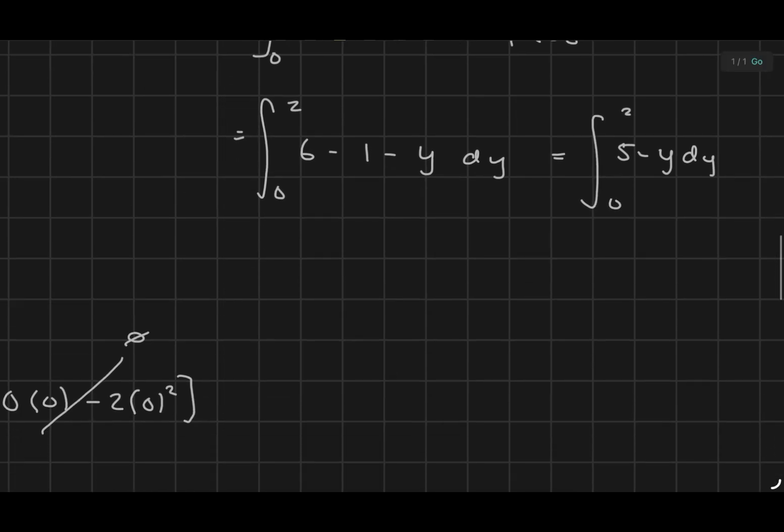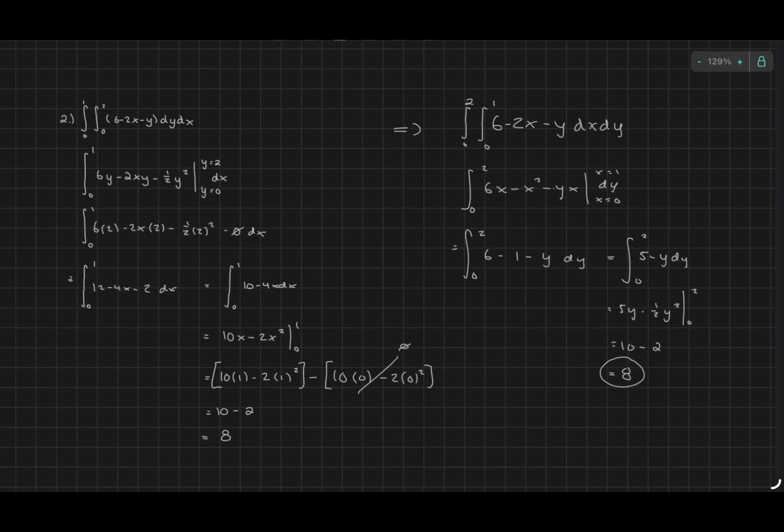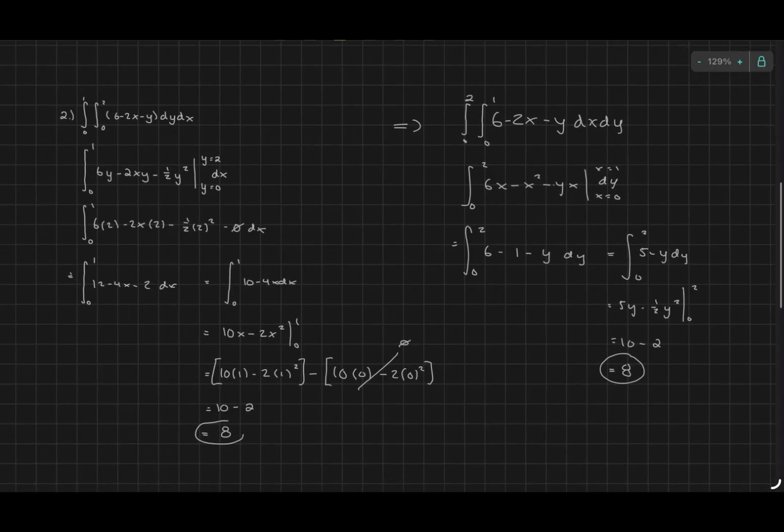Pretty simple integral here as well. We have 5y minus 1/2 y squared from 0 to 2. We're going to have 10 minus 2, which is going to equal 8. Sorry if I sped through that one a little bit fast, but I just wanted to make it clear that when we're talking about rectangular regions, the order does not matter.